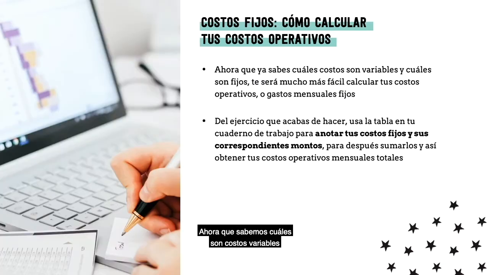So now that you know which costs are variable and which ones are fixed, it will be much easier to calculate your overhead or your monthly fixed expenses. So from the exercise you just did, use the table in your workbook to write down your fixed cost and their corresponding monthly amount, and then sum them up to get your total monthly overhead.